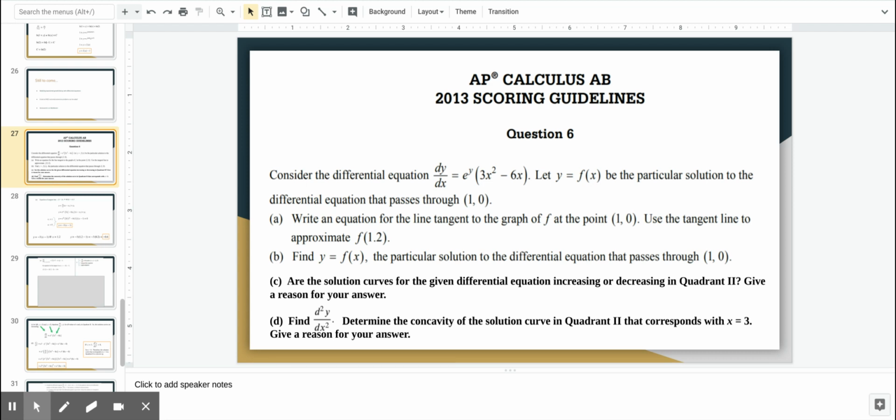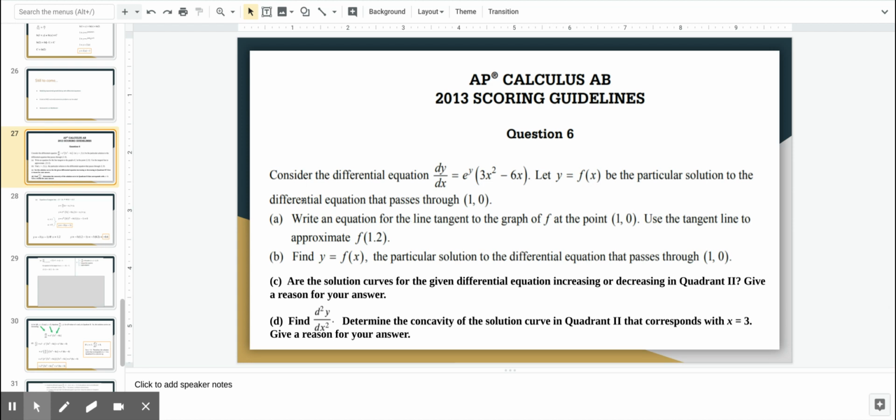an AP exam and something that could definitely possibly be on this year's exam as well, as all this information is still totally valid. Even if you're not taking the exam, these are just really good questions, really good connections that you can make to some of the things that we've done in the past. And so what I'm going to do is go through this one, 2013, question 6.